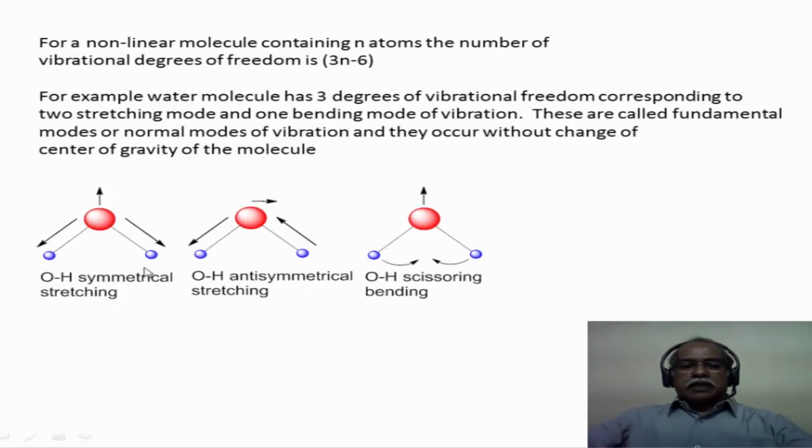In the symmetrical stretching, both the bonds, namely the OH bonds, are either elongated or compressed simultaneously, and in order to maintain the center of gravity, the oxygen also displaces itself from this position so that the center of gravity remains the same in all of these normal modes of vibration. In the OH antisymmetrical stretching, it is actually called asymmetrical stretching, one OH bond is elongated while simultaneously the other bond is compressed as it is shown, and in order to again maintain the center of gravity in the same place, the oxygen atom moves in this direction. And these are the 2 stretching frequencies.